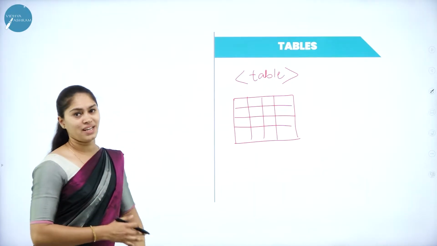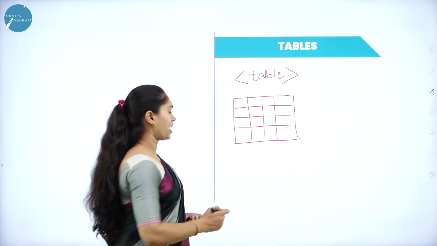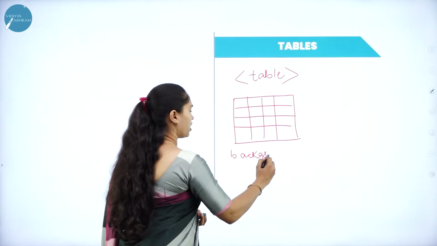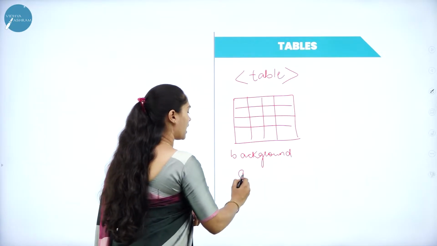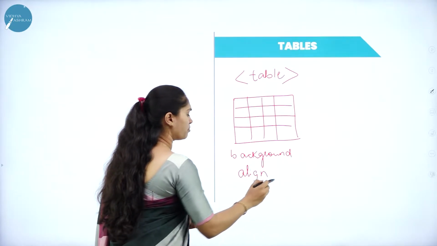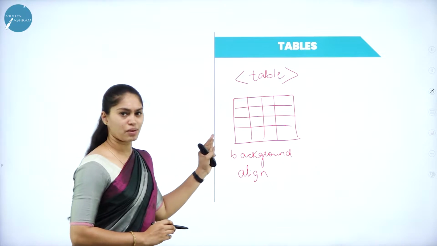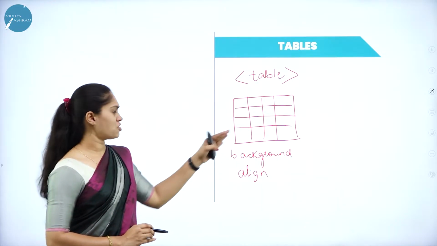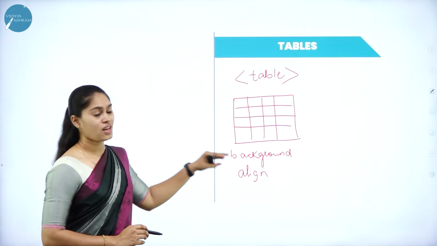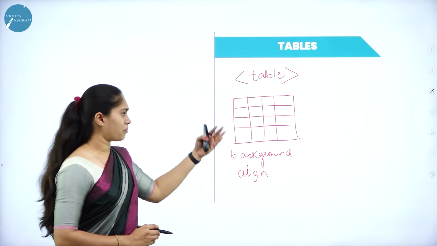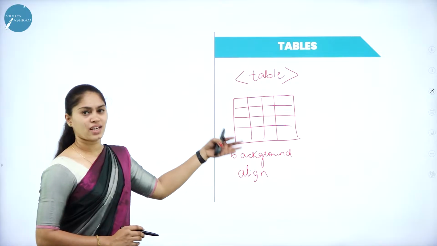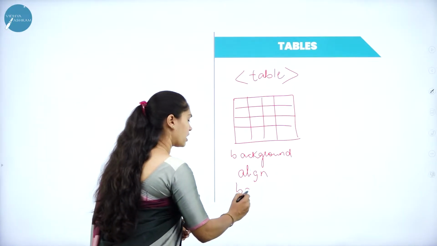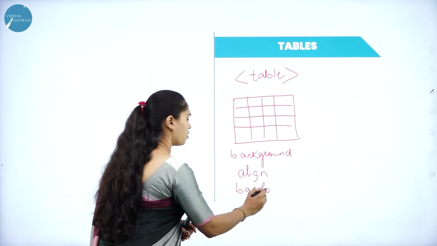Then what are the properties it may include? We can give the background for a table, and I can align the table, whether I want my table on the left of the web page, the right side, or at the center of the web page. That is alignment. Also, I can give the background for the table. I can include an image for the background and also give a background color. That is the BG color of a table.